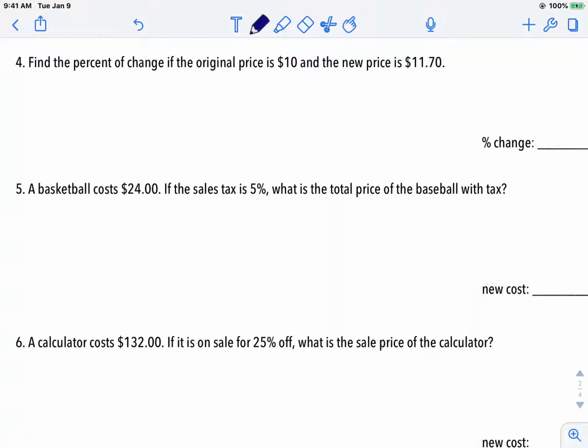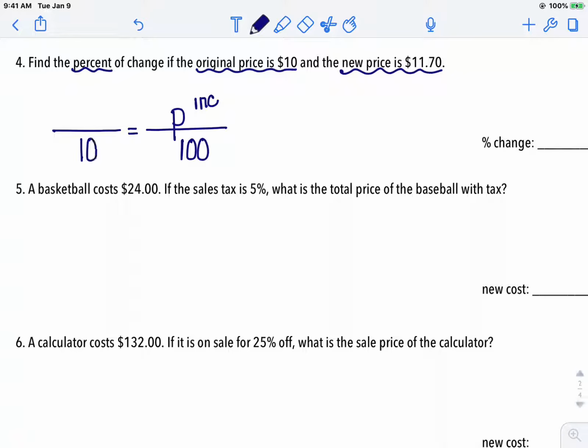For number 4, find the percent of change if the original price was $10 and the new price is $11.70. If I go to set up my proportion, I know that what we're missing is the percent of change, and this is definitely a percent of increase because I see that the price went up. Now, the original price is 10, and the most common wrong thing that people put in the top is $11.70. $11.70 isn't the amount of change, it's the new price. The amount of change is $11.70 minus 10, $1.70. That's the amount that this changed by.